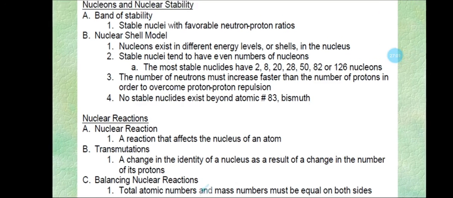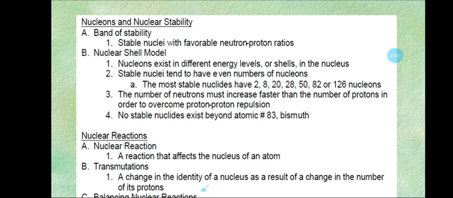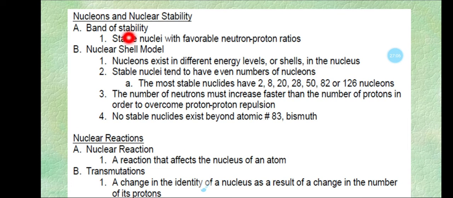So, nucleons and nuclear stability. Band of stability, that means stable nuclei with a favorable neutron-proton ratio. That means a sufficient number of neutrons is present along with the protons to overcome the electrostatic repulsion, giving stability to the nucleus. So the nucleus will be more stable. If the number of neutrons is less, that shifts the nucleus from stability to an unstable form.